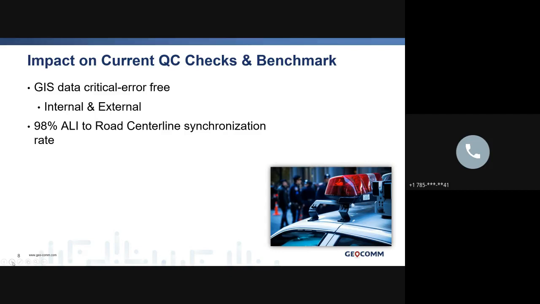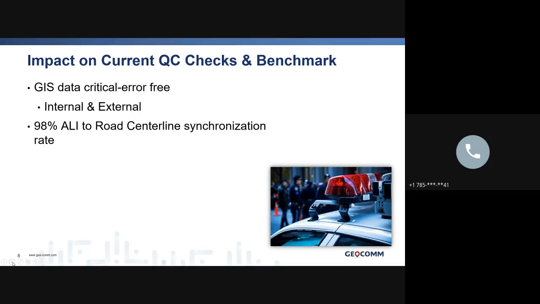So what's the impact on the current QC checks and benchmarks? As we transition to this GIS Derived MSAG and then on to I3, we really need to look at what are the critical errors. So those are things that would cause calls not to be routed properly with the GIS data. And these are both internal to the individual data sets submitted and external, so how your jurisdiction aligns to other jurisdictions that surround you. This also means that your synchronization rate between your alley and road center line needs to be at or above 98%.